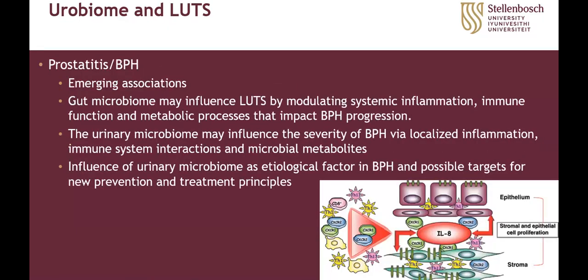And if we look at the urobiome in LUTS, or still with prostatitis and BPH, newer studies are showing some emerging associations with it. We know that the gut microbiome can influence our lower urinary tract symptoms by modulating our systemic inflammation, immune function, and metabolic processes, and all of this impacts your BPH progression. So what we're seeing now is that the urinary microbiome might influence this via localized inflammation of the immune system and interactions with microbial metabolites.